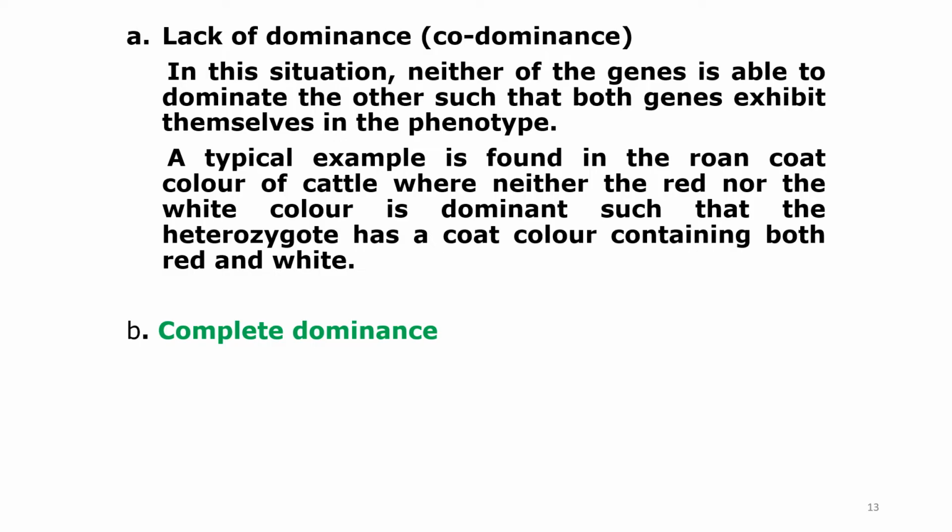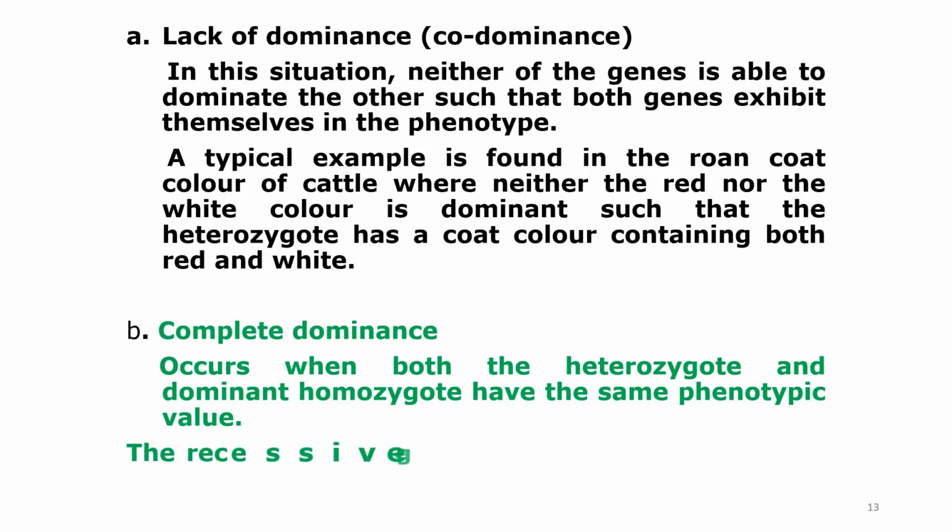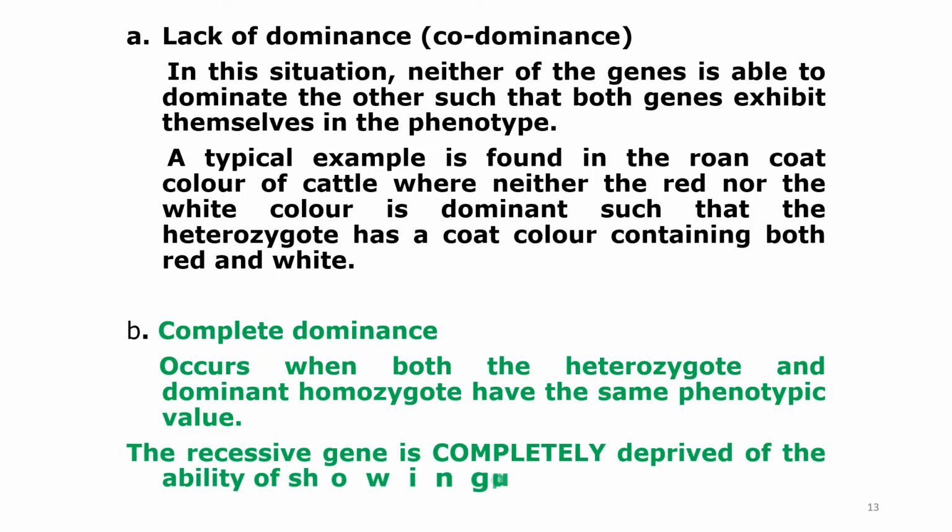The second type of dominance effect is what is known as complete dominance. And when this occurs, what is noticed is that both the heterozygote and the dominant homozygote tend to have the same phenotypic value. You can't actually differentiate the dominant homozygote from the heterozygote. But in this case, the recessive gene is completely deprived or prevented from showing itself in the phenotype.